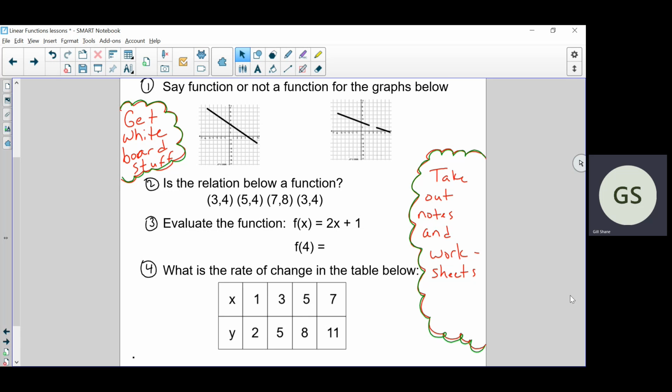What is the way we determine from any graph? I don't care if it's points on the graph, a circle, a curved line, a straight line, I don't care what it is. What is the way we determine if it's a function or not? The vertical line test. When I go to do the vertical line test, I am taking a line that is straight up and down.